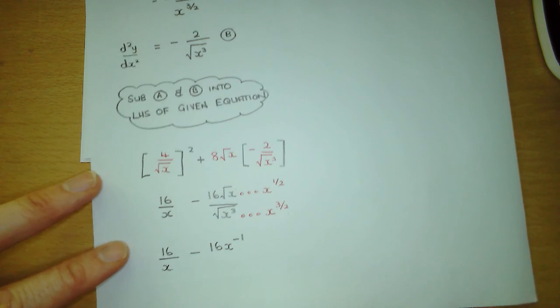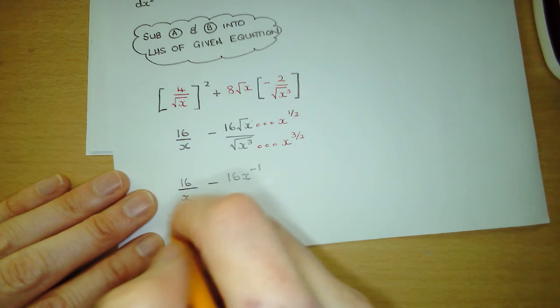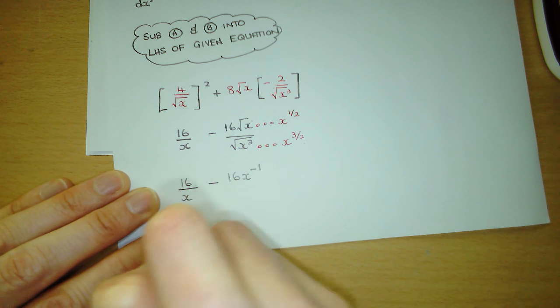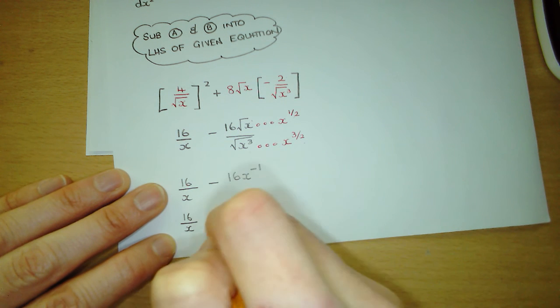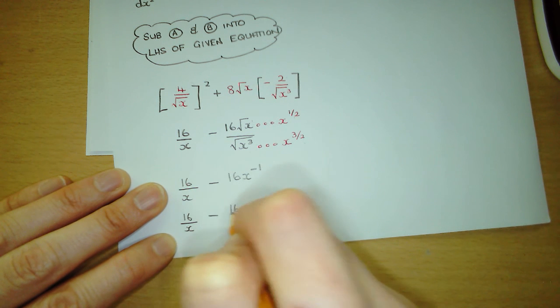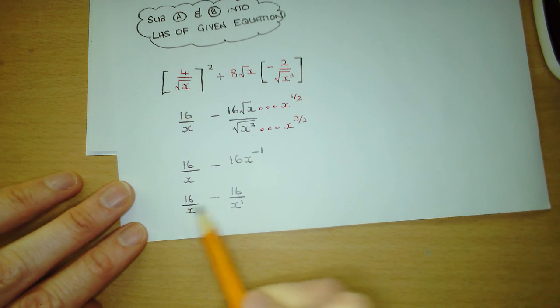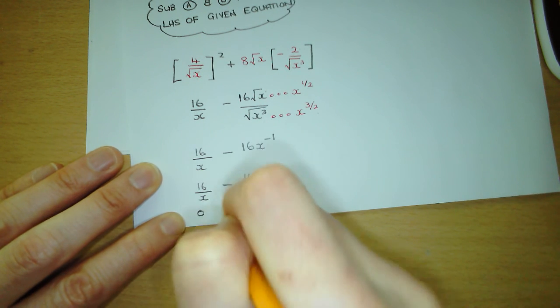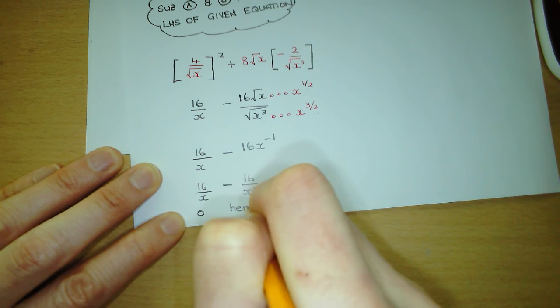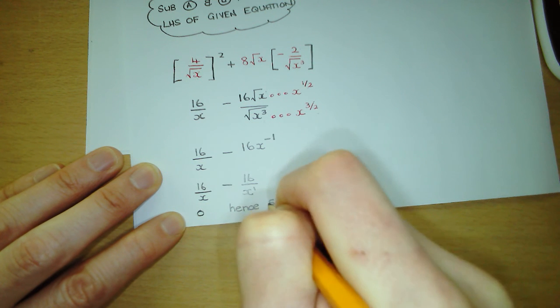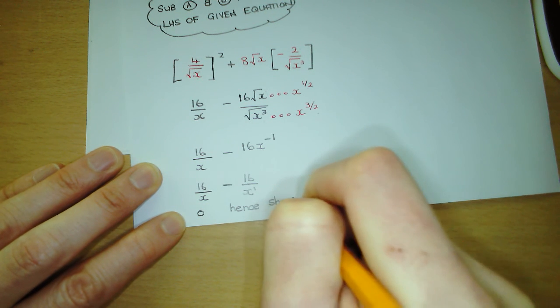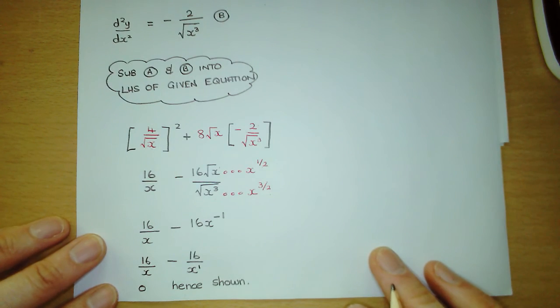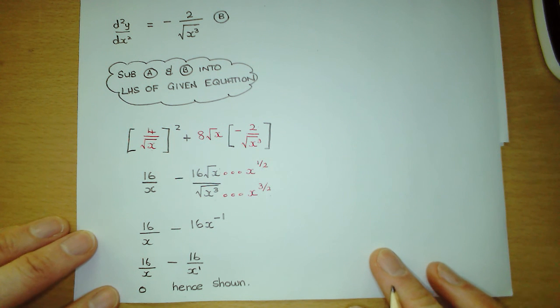I'm now going to slide that x to the bottom line. So that's going to give us 16 over x, and then we're subtracting 16 over x to the power positive 1. So 16 over x minus 16 over x is just going to give us 0, hence shown. Okay, so a good little example there involving the first and the second derivative.